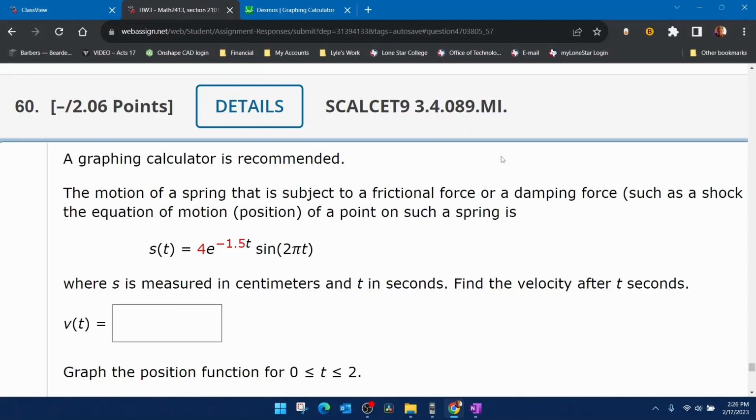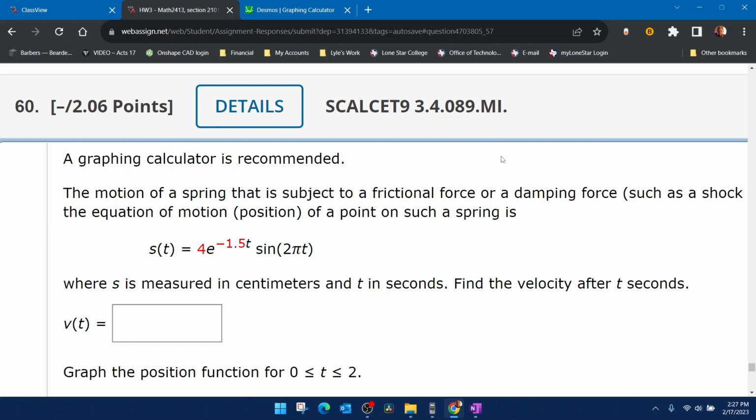All right, here we go. Question number 60 from our Calculus 1, homework number 3 in WebAssign. It says a graphing calculator is recommended, not required though, so we're going to see how far we can get without it.